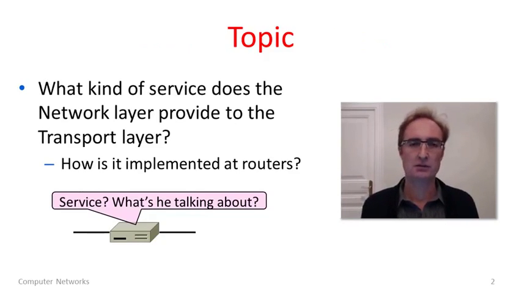So our topic is really the kind of service which the network layer provides to the transport layer. Like all good layers, the network layer is going to provide some kind of service interface to the higher layer, the transport layer in this case. And so what we would like to talk about is just what kind of network service is going to be presented by the network layer and how that service is implemented at routers. We're just going to talk about these topics at a high level, and in future segments when we dive into IP, you'll see how one of these models is realized in detail.